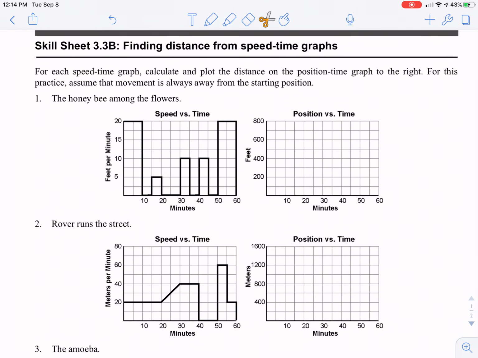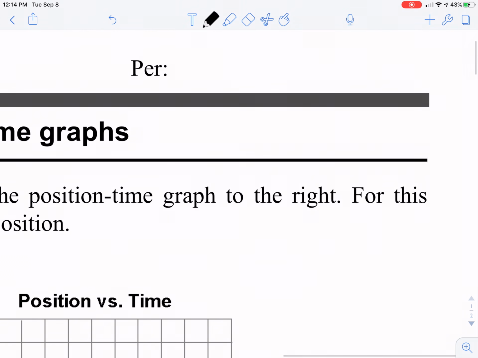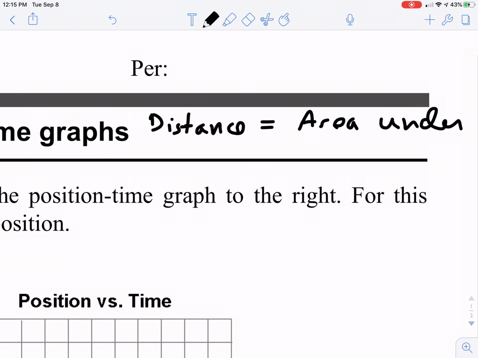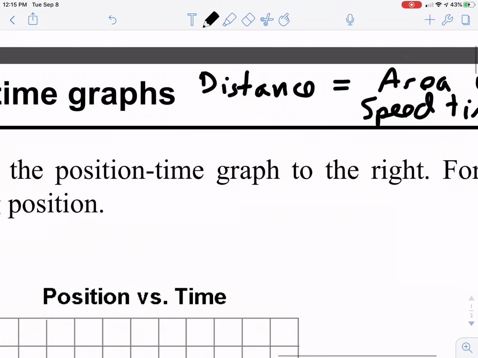In this video tutorial, we're going to look at how to find distance from a speed-time graph. Now recall, distance is the area under a speed-time graph. Now luckily, the areas are pretty easy to find.